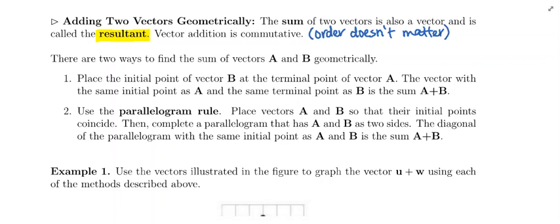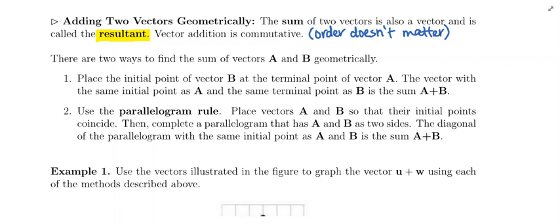There are two ways to find the sum of vectors a and b geometrically. So here we go. I'm going to talk about both methods and then I'm going to illustrate each one. The first thing you're going to do, and again, we're dealing with two vectors here, a and b, it says place the initial point of vector b at the terminal point of vector a. The vector with the same initial point as a and the same terminal point as b is the sum a plus b. You might have to read that again.